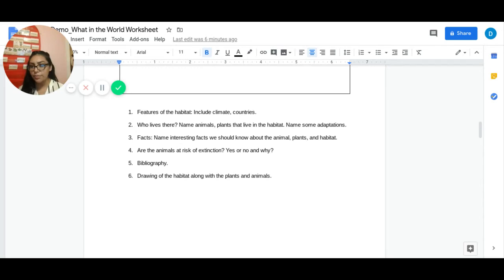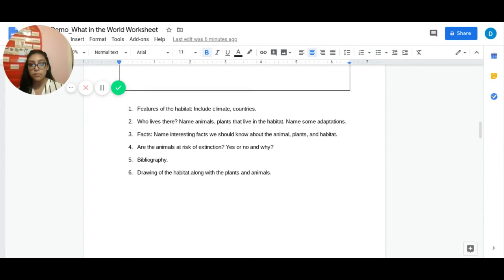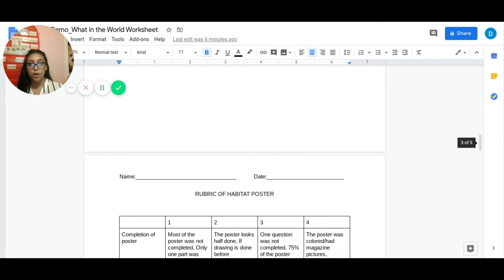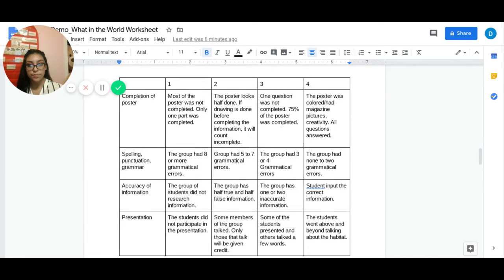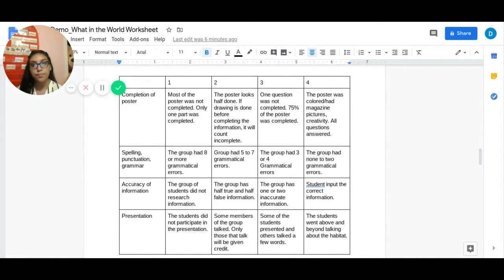4, are the animals at risk of extinction? Yes or no, and why? Number 5, bibliography. And number 6, the drawing of the habitat along with the plants and animals. Down below, we have a rubric of the habitat poster. I'm going to be grading completion of poster, the spelling, punctuation, and grammar, accuracy of the information, and at the end, you will have a presentation to do.